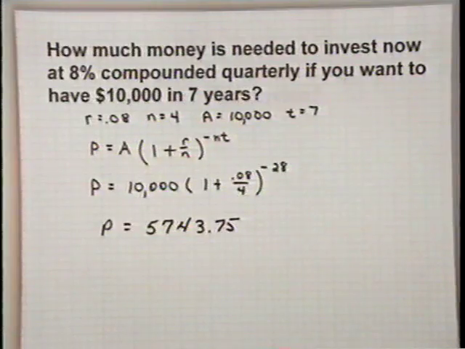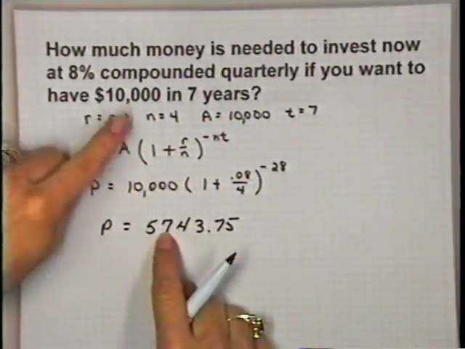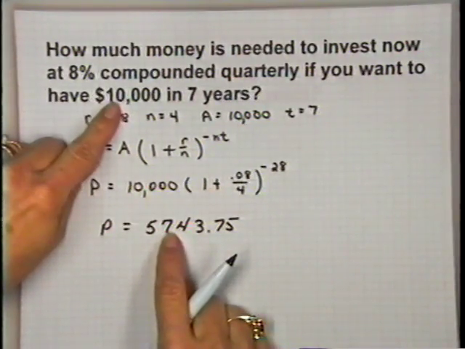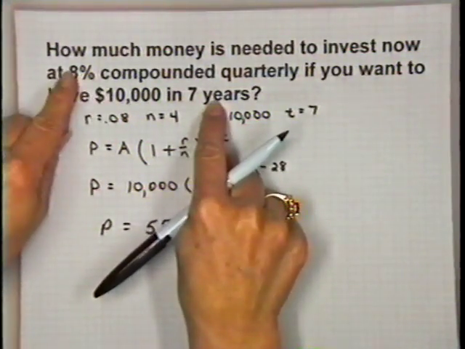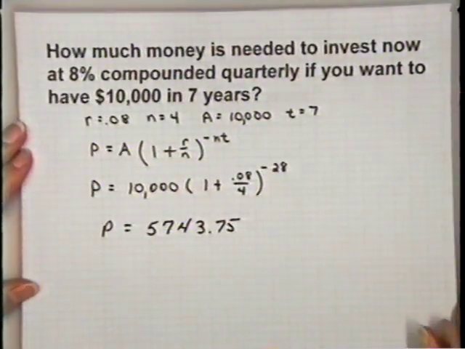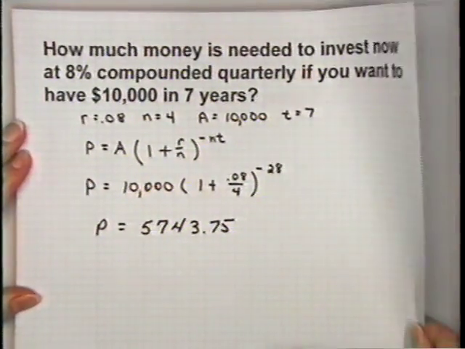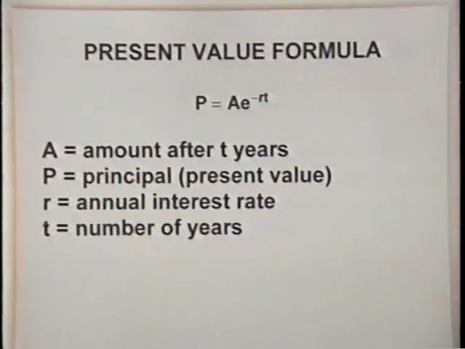Now you'll notice this looks a little bit better. We only have to have a little over 5,000 and we're wanting 10,000, so it's a little more than half that we need to have right now, but not quite so much. But you'll notice two things. We're waiting longer and we have a higher interest rate here. Now we can also do present value problems when we are compounding continuously. So let's take a look at that.